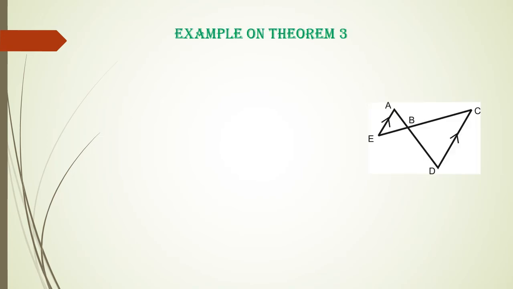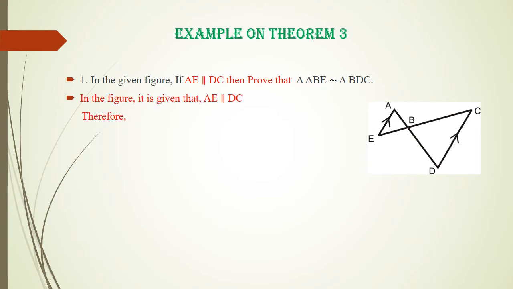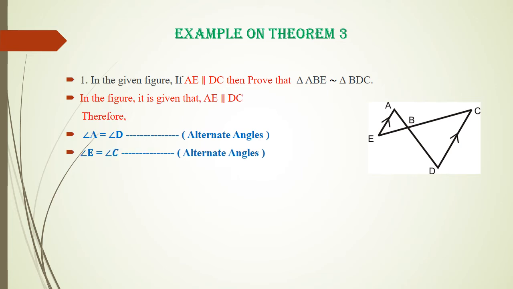Now let us take an example on theorem 3. Suppose in this figure it is given that AE line is parallel to DC line, then we have to prove triangle ABE is similar to triangle BDC. Here it is given that AE is parallel to DC, therefore we can take angle A is equal to angle D, because they form alternate angles for AE parallel to DC. Similarly we can consider angle E is equal to angle C, because again they form alternate angles for AE parallel to DC, and we can take angle ABE is equal to angle CBD, as they form vertically opposite angles.